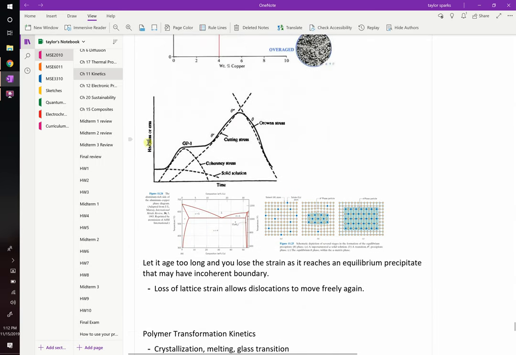Okay, so here they're showing the hardness of an alloy, but that could also be the yield strength or most of these other strength properties. If you plot it as a function of time held in the tempering region where you're going to cause the precipitates to grow, you'll initially see a rise. In this case, there's two peaks because we're not going to say why. Just imagine it goes up and then it goes down.